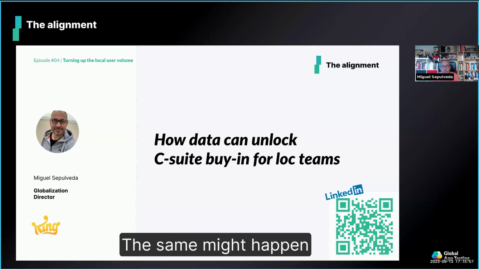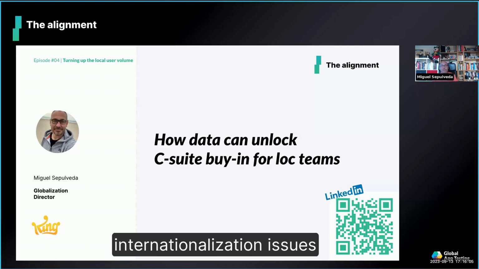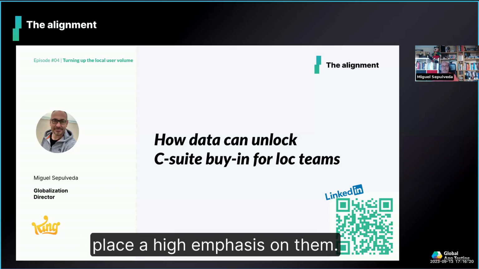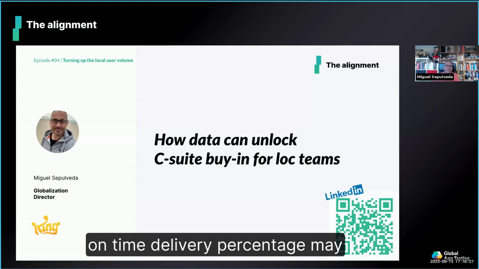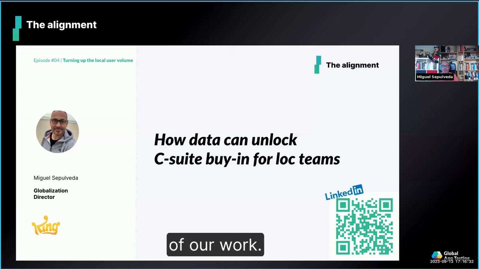The same might happen with quality metrics, where we typically track things like number of linguistic errors or internationalization issues or truncations, just to mention some of the usual categories. So while these metrics are essential for improving internal processes and monitoring the quality delivered by our language service provider, senior management often doesn't place a high emphasis on them. A dashboard displaying metrics related to linguistic errors or on-time delivery percentage may not be as useful to senior management as we'd like to believe, because they don't reveal the true impact of our work.